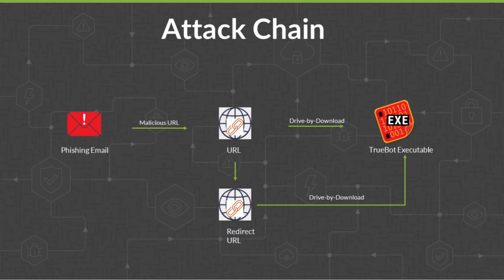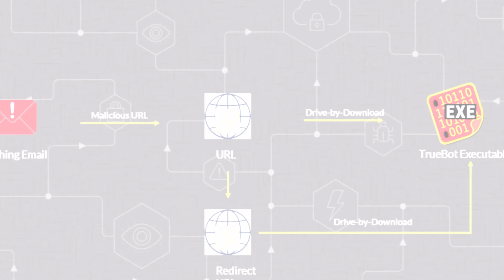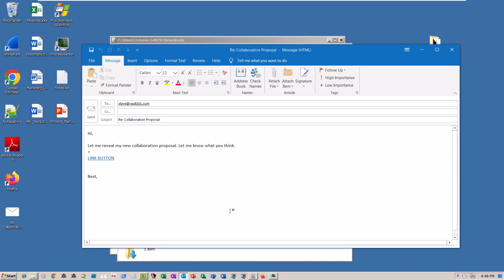Now with the background on TrueBot malware out of the way, next up in this video, Juniper Threat Labs demonstrates this attack. Let's get started. We're demonstrating this attack in a contained environment to show how it works. The victim here received a phishing email, which contains a malicious URL. Phishing emails are a kind of social engineering technique used by attackers who are trying to trick would-be victims into doing something. In this case, tricking them into clicking that URL.